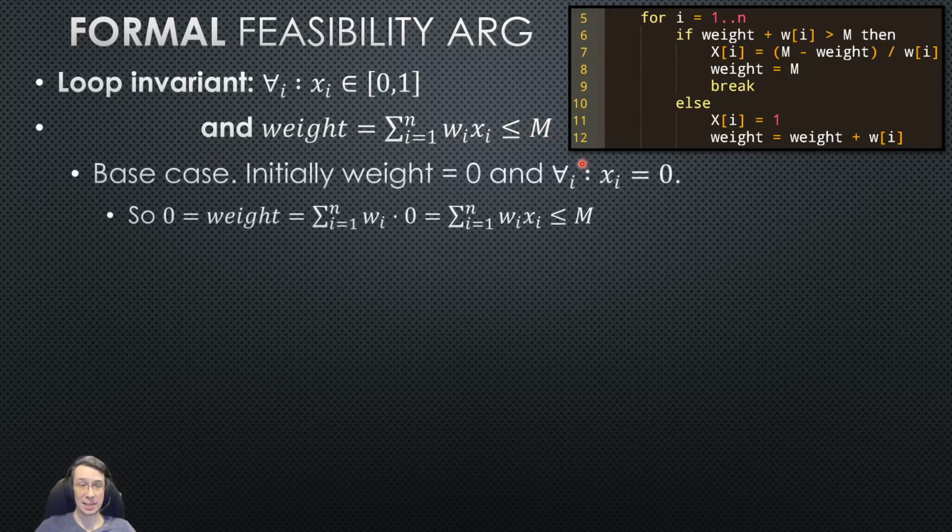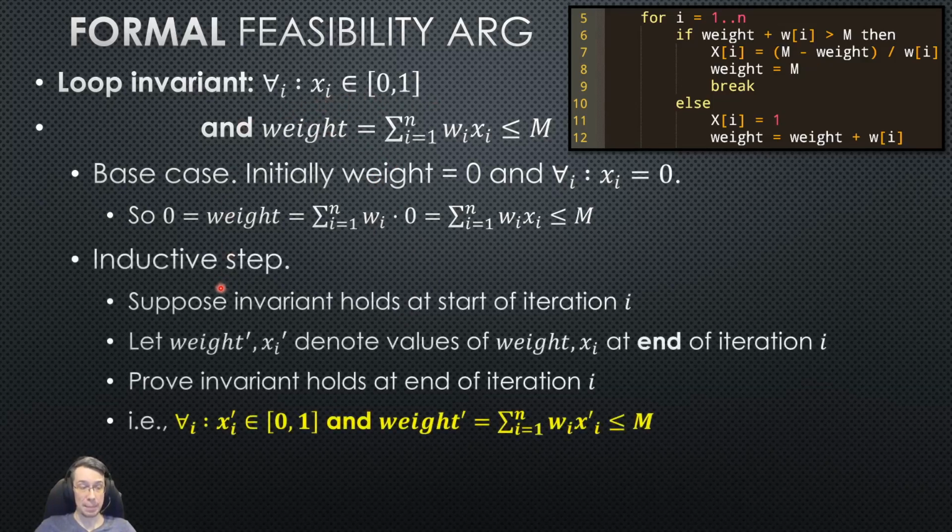Okay, so what are the mechanics of this? Well, in the base case, initially, weight is 0, and all of the xi's are 0, so weight will, of course, be equal to the sum of wi times xi, where all the xi's are 0, because weight is 0. And 0 will be less than or equal to m, because m is a positive integer. Okay, so the base case is pretty easy. As for all the xi's being in 0 to 1, they're all 0.